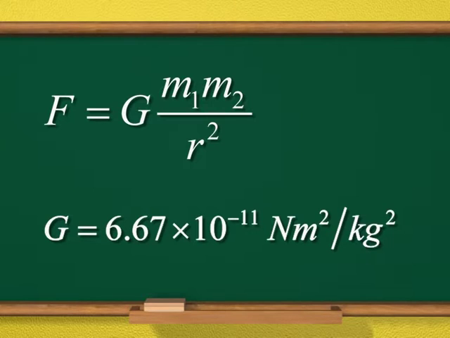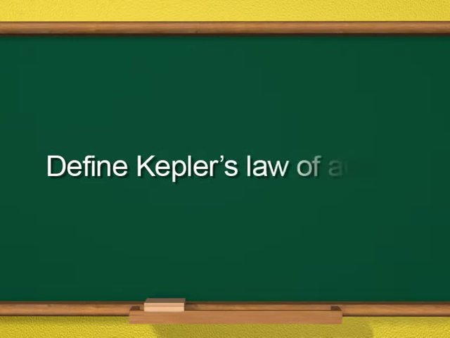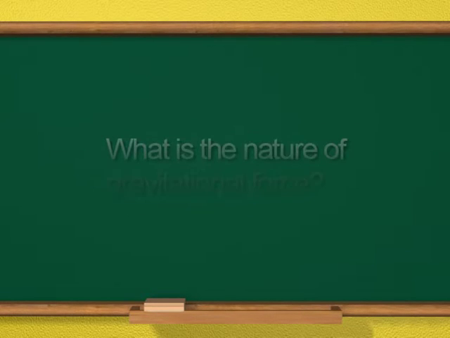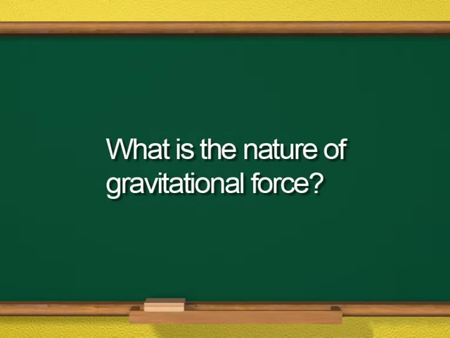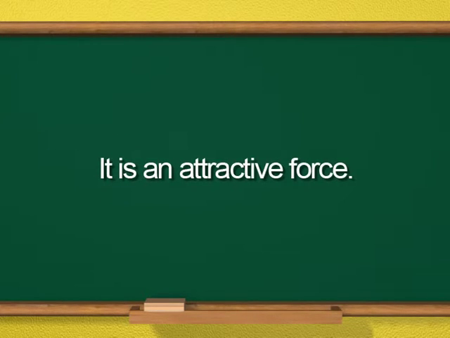Now answer these. The first question is, define Kepler's law of areas. The answer is, according to Kepler's law of areas, the line that joins any planet to the Sun sweeps equal areas in equal intervals of time. The second question is, what is the nature of gravitational force? The answer, it is an attractive force.